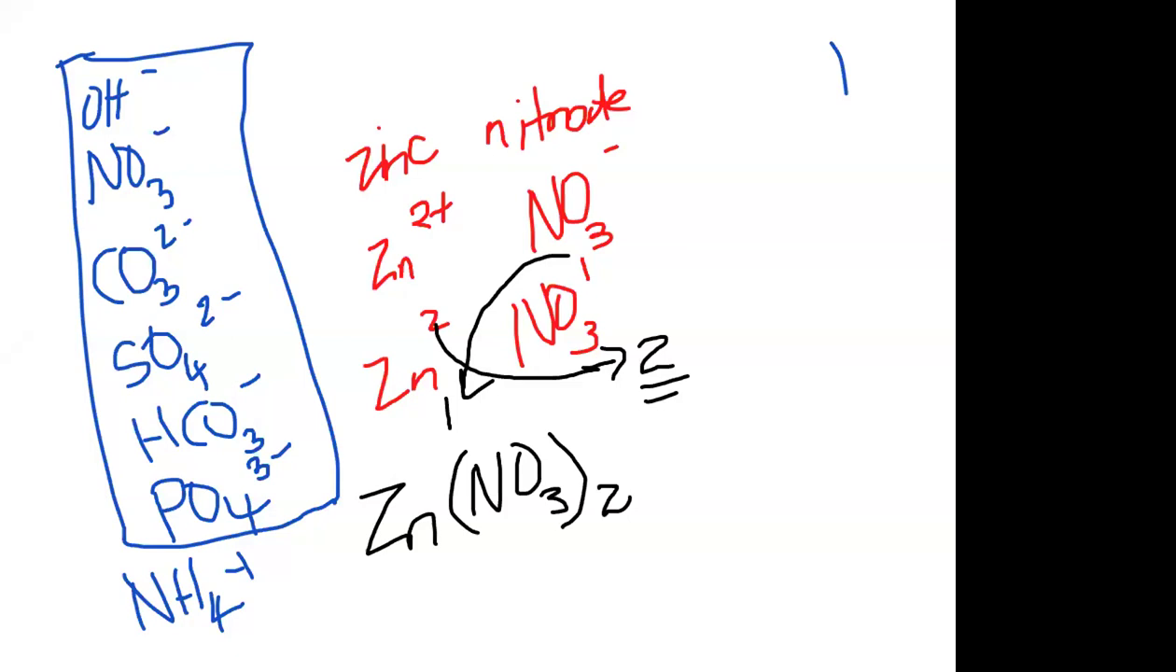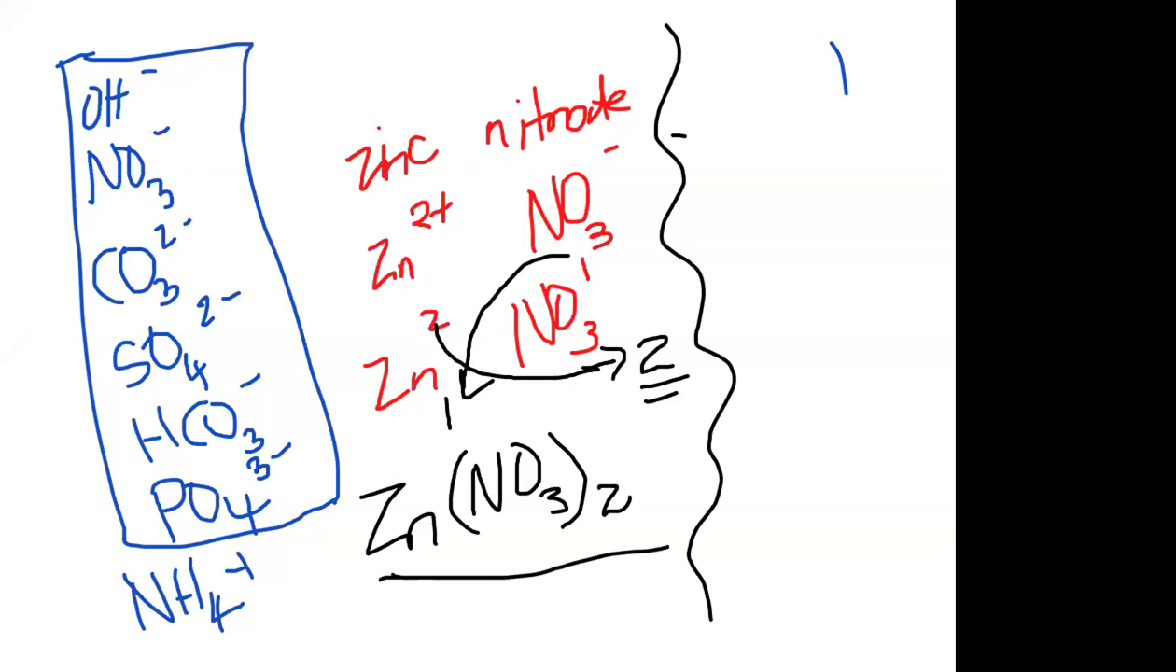All right, so this is the formula, zinc nitrate, right? So that's the formula right there, zinc nitrate. Zn, open bracket NO3, close bracket 2. This 2 means that we have 2 nitrate. That's clear?